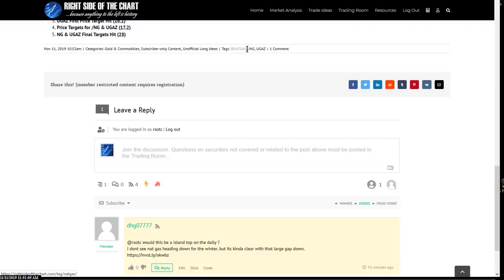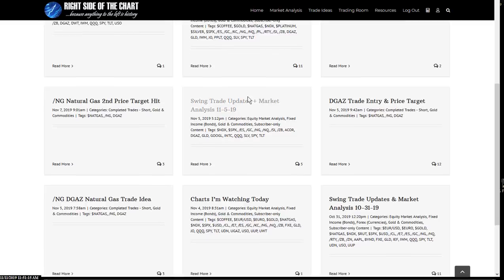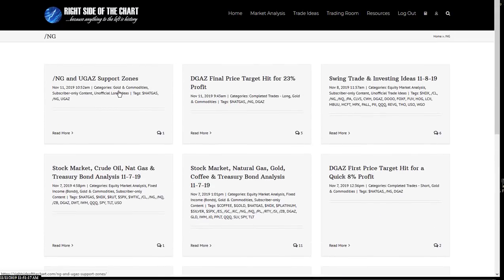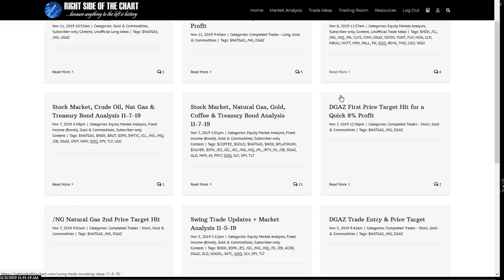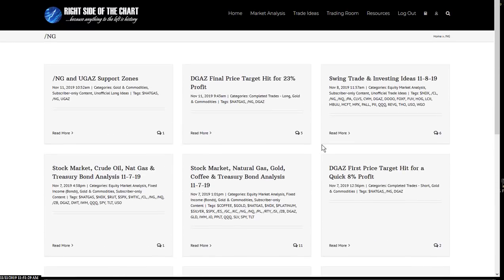Usually all my nat gas posts, whether it's UGAS or DGAS, will also include these tags, nat gas or NG. If you click on NG, which are natural gas futures, it's going to load all posts, starting with the most recent, that included analysis or trade ideas on natural gas. And you can see here page after page. So you can go through there and catch up that way. That's one way to find what you're looking for on the site.